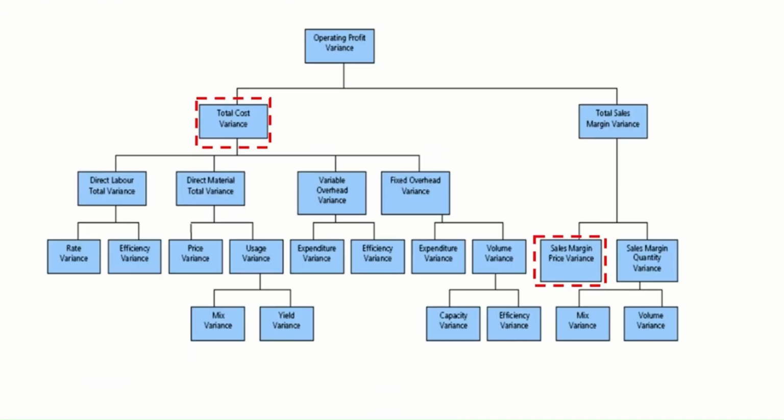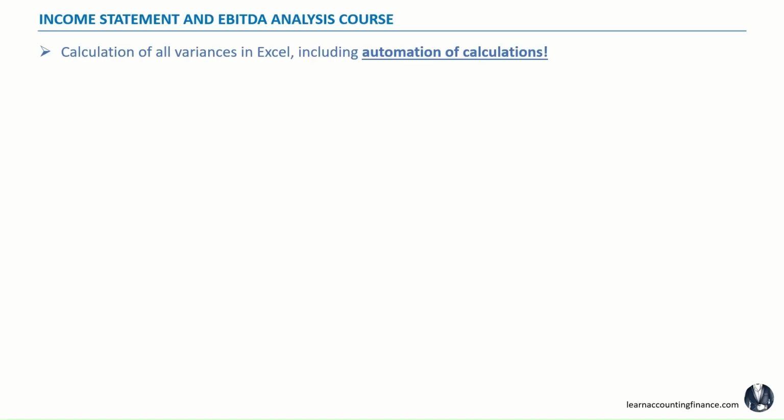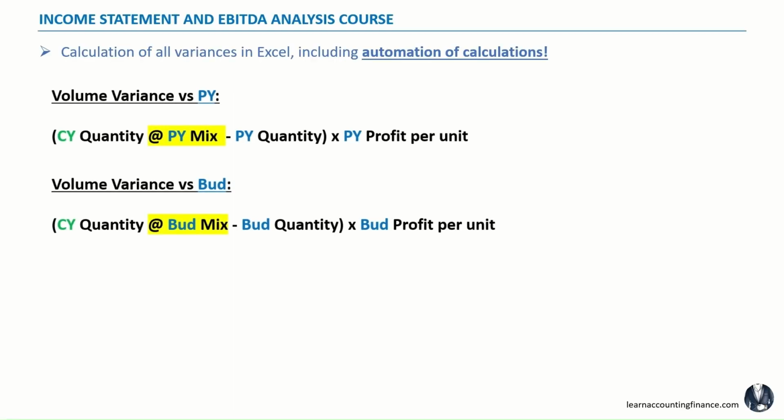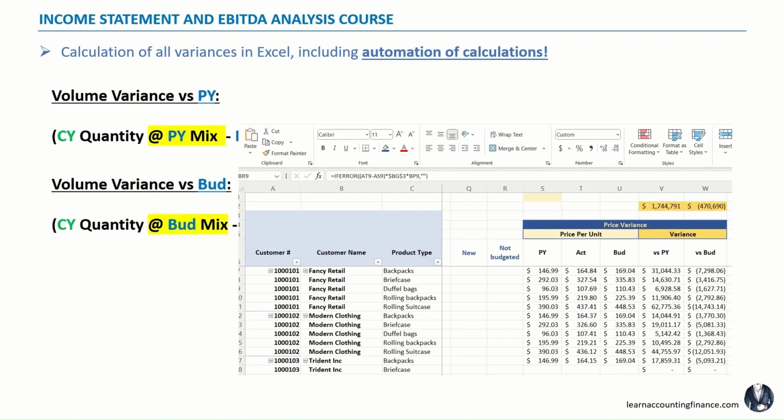We'll get an overview of all the variances that explain the profit changes from one year to the other, or between current year and budget. What changes in the income statement impact those variances? We will do all the calculations in Excel together, and I will share formulas and calculations with you so that you know exactly how to build your own Excel files and templates so that you can automate this calculation going forward.